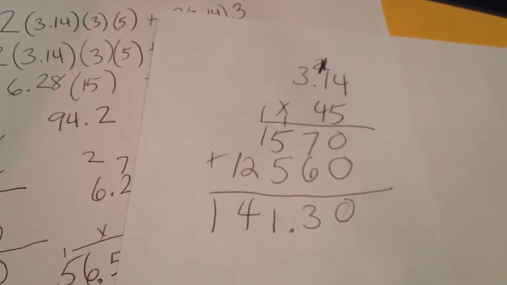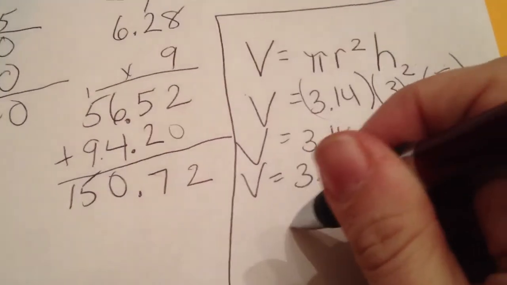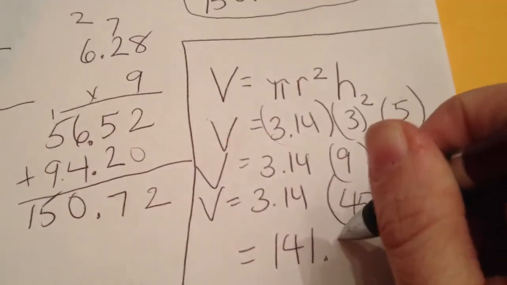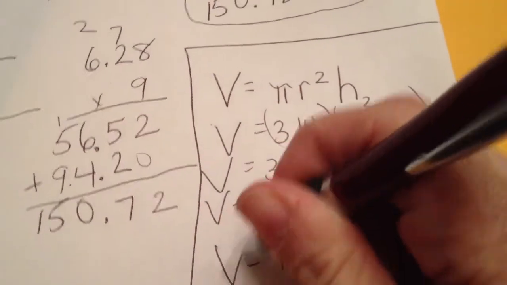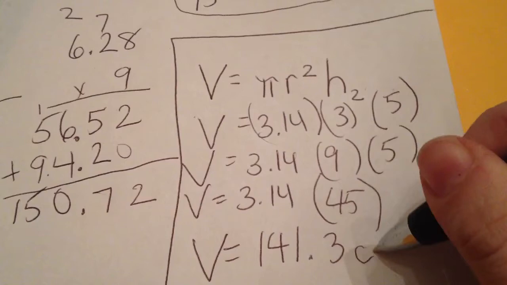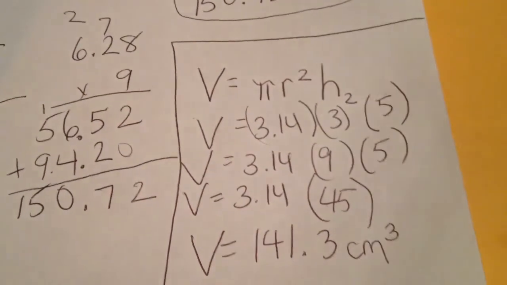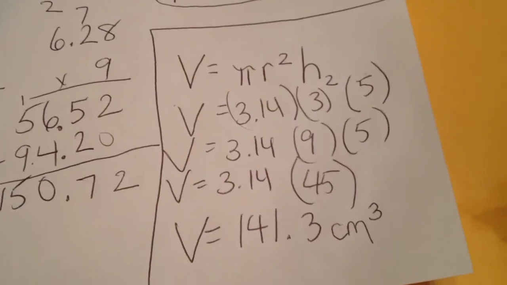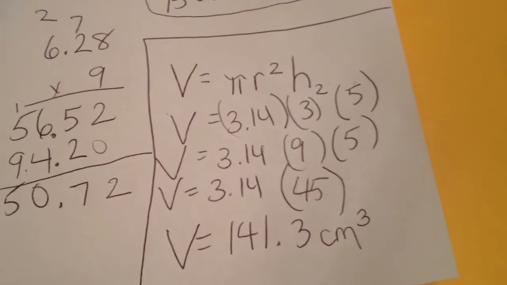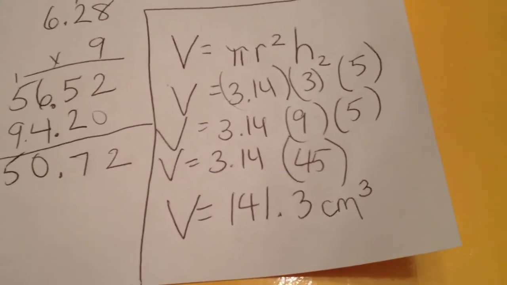So I have 141.3, which is going to be my volume, and volume is in cubic units. So these were centimeters, and we're going to make that centimeters cubed. So the volume is 141.3 cubic centimeters. That's how many cubic centimeters would fit inside a cylinder that has those dimensions.